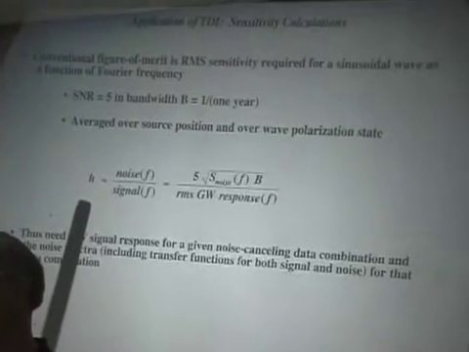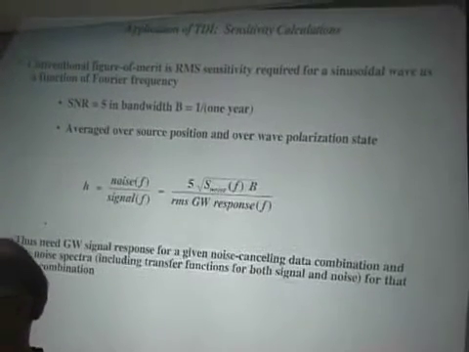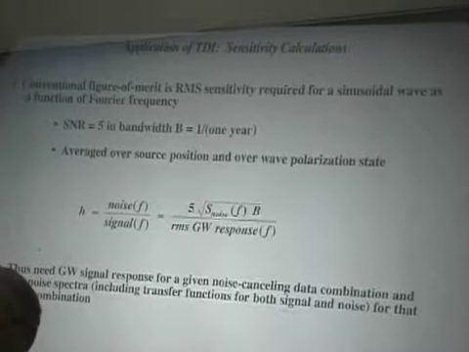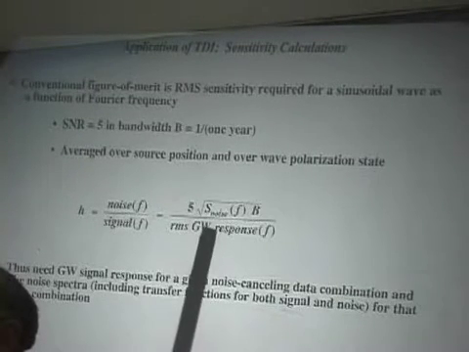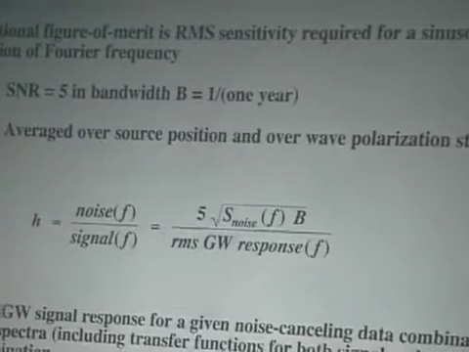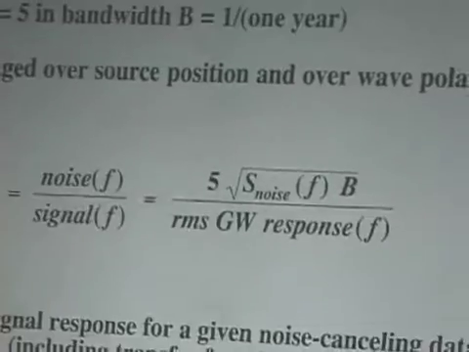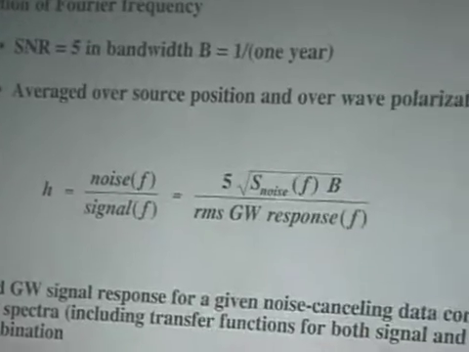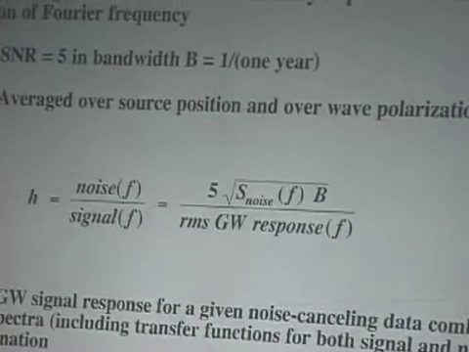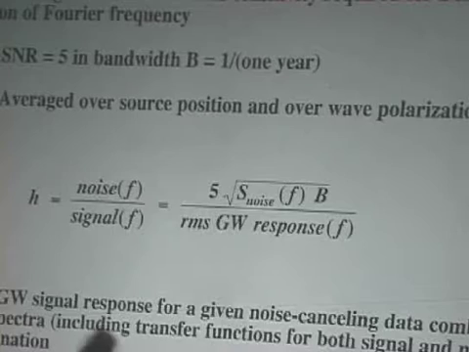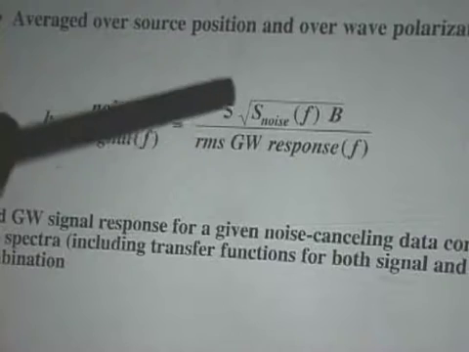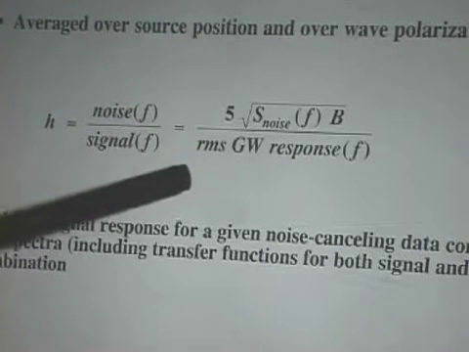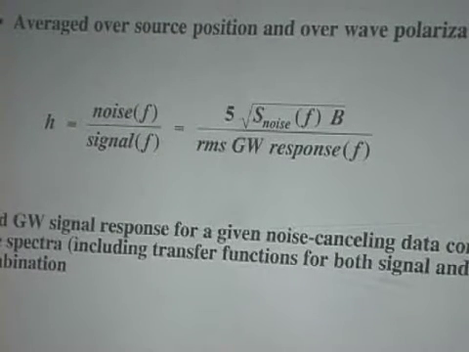So the problem here, if you're trying to calculate h, is you need to know the noise and you need to know the signal. The noise is given by the spectra that I talked about before through the transfer functions. Again, it's the spectrum of the noise times the bandwidth, which is 1 cycle per year by hypothesis in this one measure of sensitivity. Then you've got to divide that by the RMS gravity wave response, and it's conventional to multiply by 5. So I'm going to very quickly show you an algorithm, just a cookbook for calculating both the numerator and the denominator here, and then some examples under various conditions.